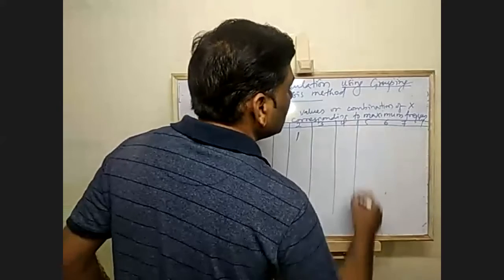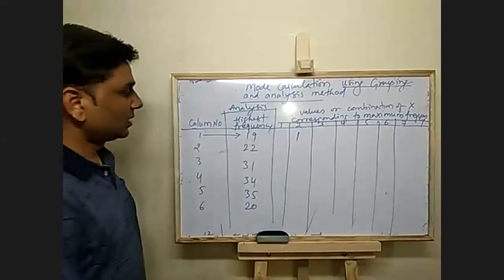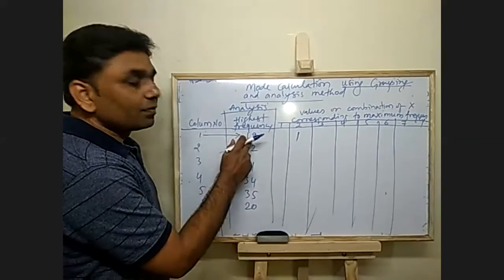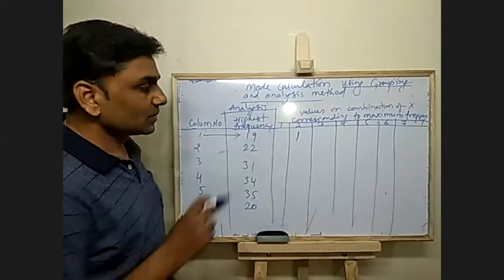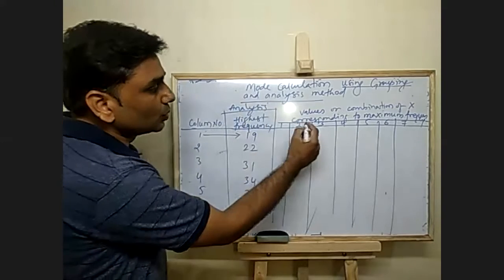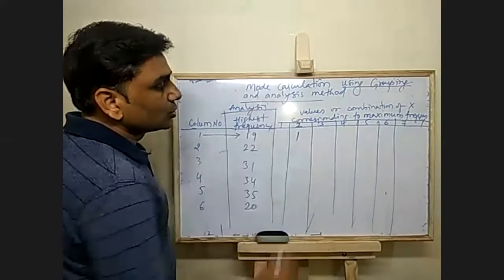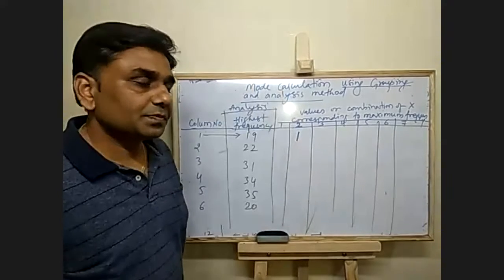It's just like you are marking the time. Okay. 19, X value. Frequency 19. What is the x value? X value is 2. So I have marked one tally here.